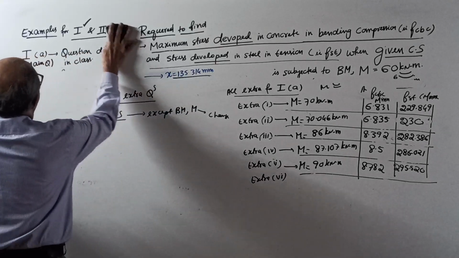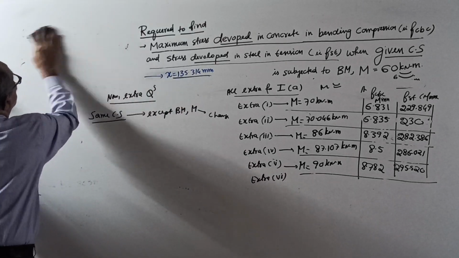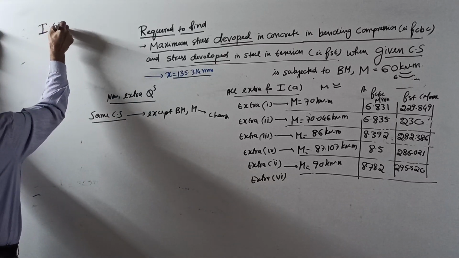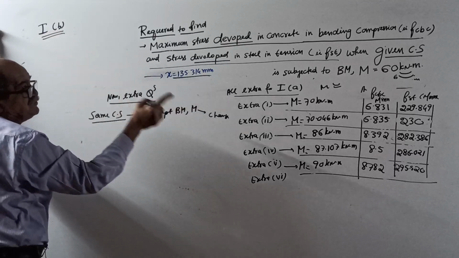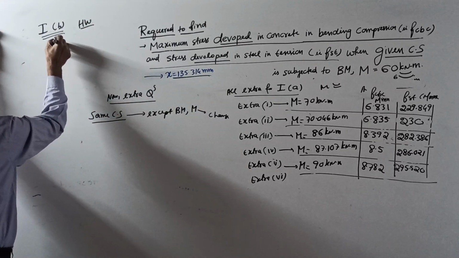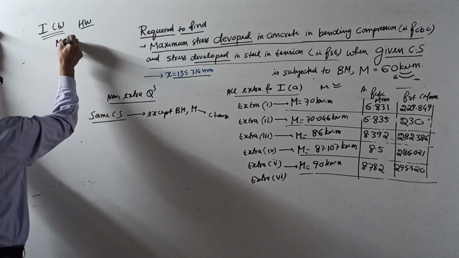I will tell you now what I am doing. This I will do fast, not much time. Roman 1B. This is the second question. Full homework. Here also, first the main question.